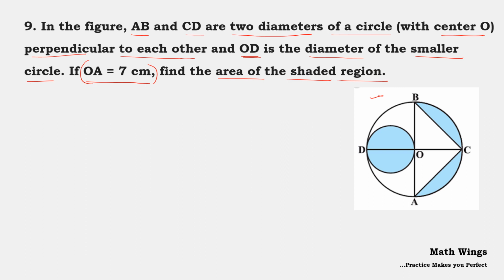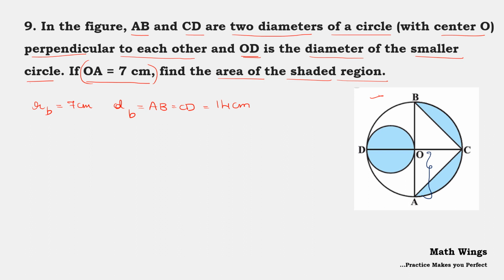So what is OA here? OA is the radius of the bigger circle. So I can write R_B, where B indicates the bigger circle, which is equal to 7 cm. Right? Now, what's the diameter of the bigger circle? Which is equal to AB, which is equal to CD. That is equal to 14 cm.